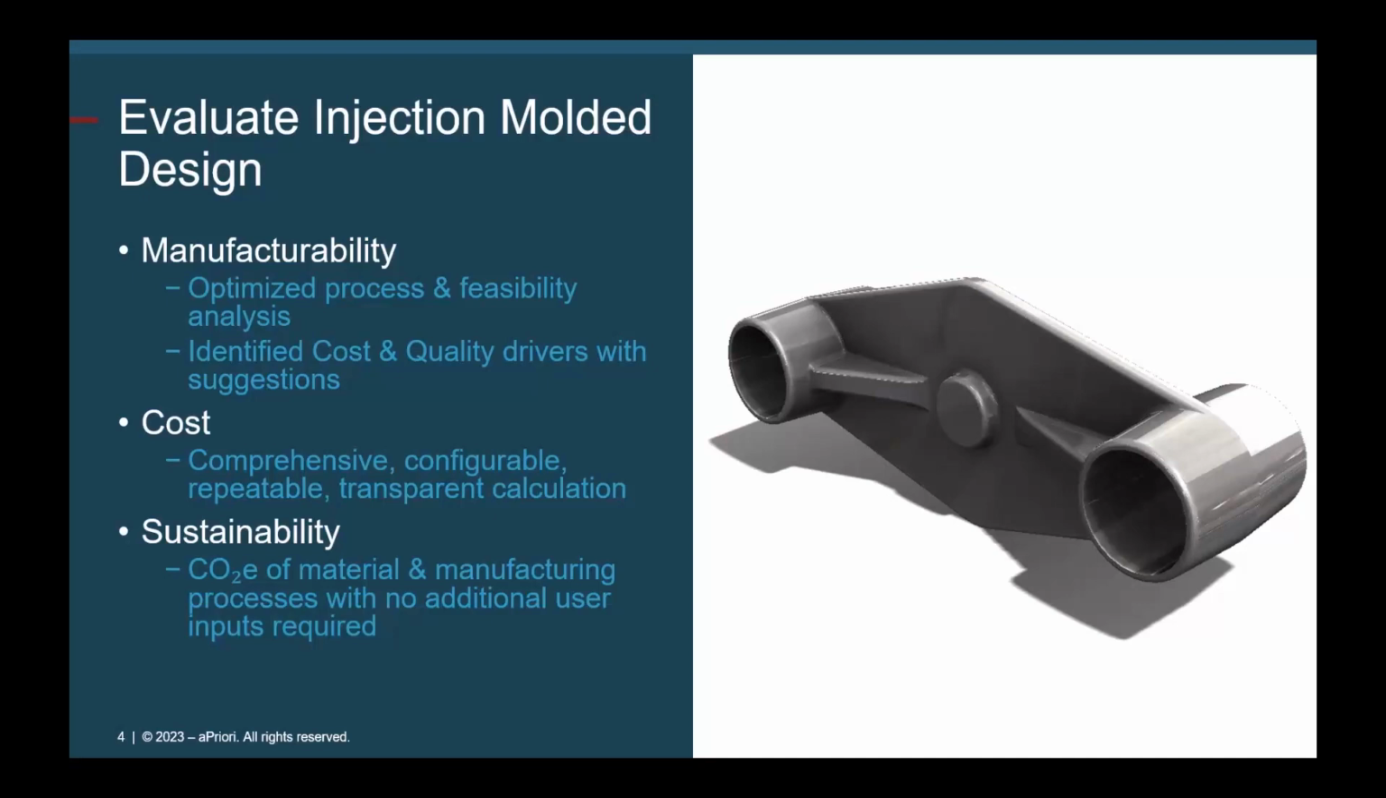Let's look at what we just covered. We looked at this injection molded part. We automatically optimize for process and feasibility. We identify those cost and quality drivers, and we provide suggestions, whether it's wall thickness or draft angle. We provide a detailed analysis of cost so you can understand whether it's material or labor or overhead that's driving that cost. And then finally, we provide that CO2 equivalent for the material and manufacturing so you can understand what's driving it based off the region where you're manufacturing the part. Is it the electricity from that region? Is it the material itself? All of this will go into your overall analysis.